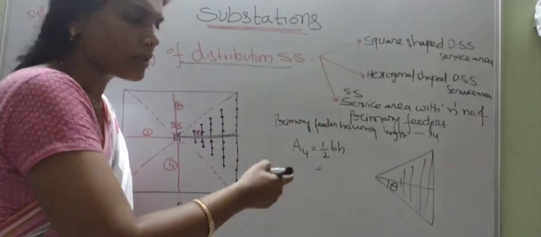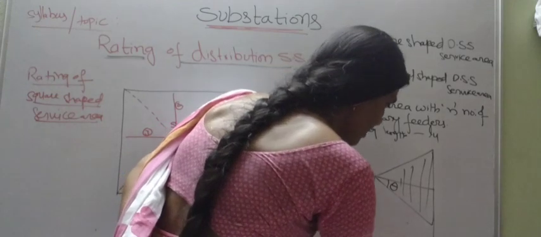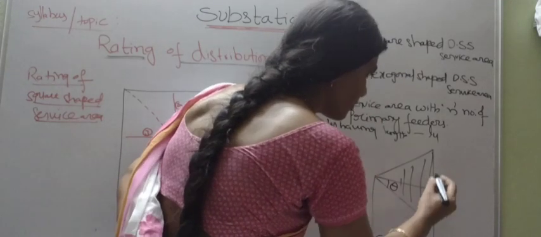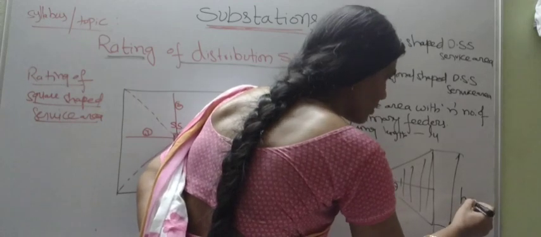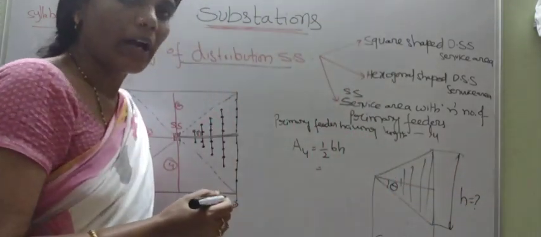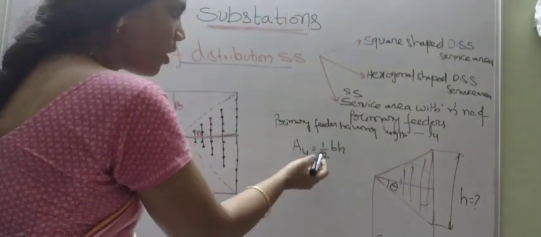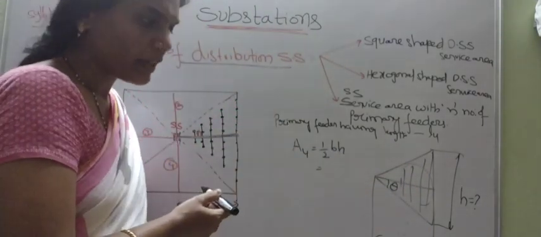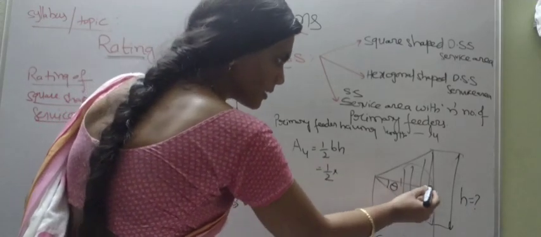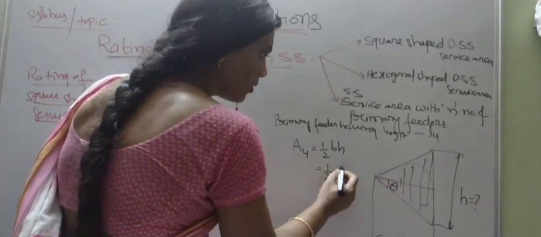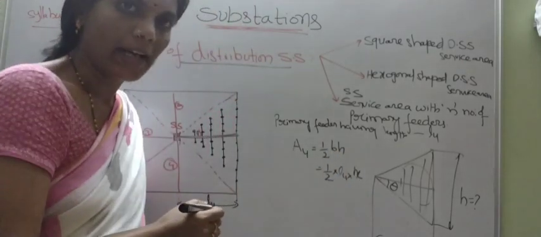The loads are distributed non-uniformly. This is the length, L4, and the height H we don't know. So now we have to calculate the area of the triangle. Area of the triangle equals half base into height. The base is L4, but what about the height? We don't know, so let us assume this is x.